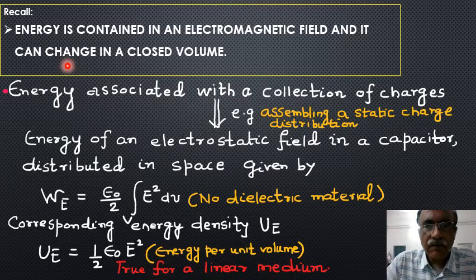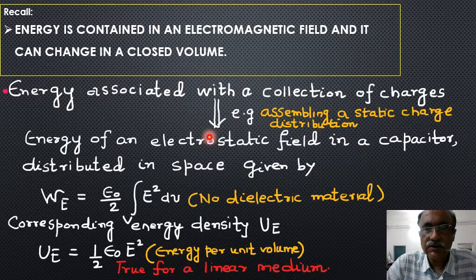Few things we will have to recall. One of that is we have studied that the energy contained in an electromagnetic field is the sum of the electrostatic energy and the magnetostatic energy, and that energy can change in a closed volume. So first of all, let us discuss the energy associated with a collection of charges. For example, if we are charging a capacitor, then there will be an accumulation of charges, and the work done in accumulating these charges will be stored in the form of potential energy.